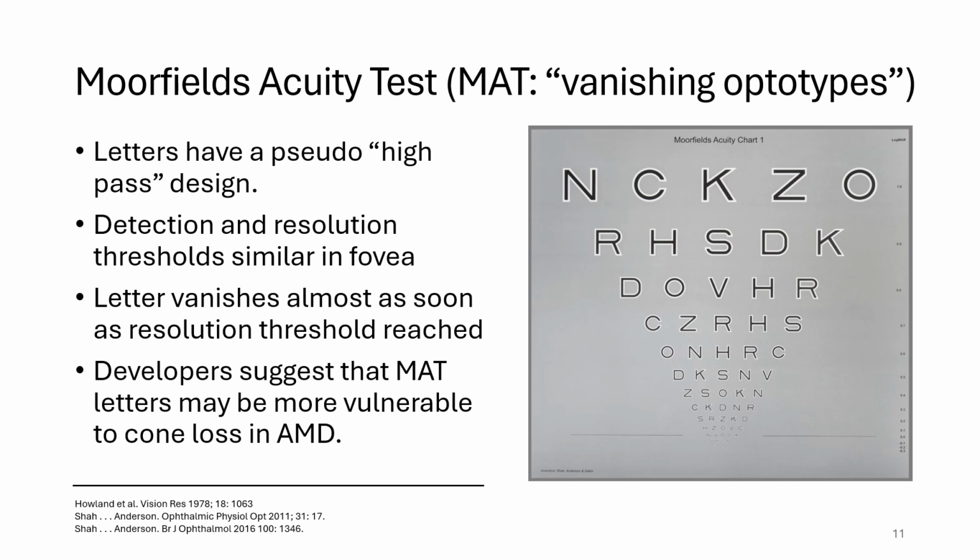This chart is more commonly used in the UK and in Europe. For example, this chart is being used in the MacUStar study. The developers of the chart presented some evidence that this test is more vulnerable to cone loss in AMD, and thus could make it a useful candidate for studying advanced AMD.